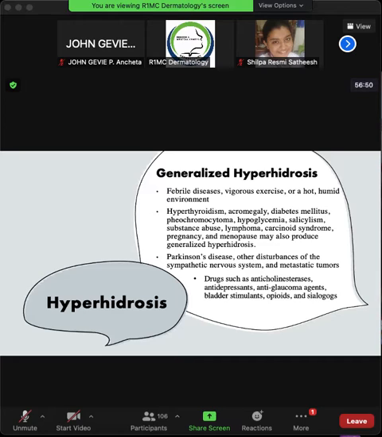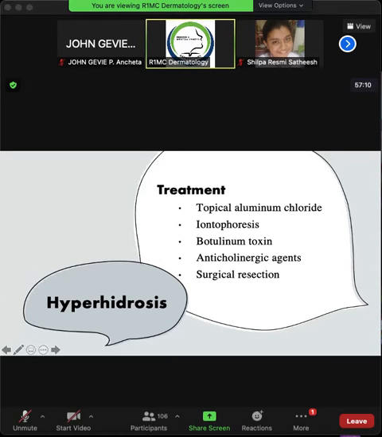And drugs such as anti-cholinesterases, antidepressants of the SSRI or TCA, anti-glaucoma, bladder stimulants, opioids, and cyanodogs may cause hyperhidrosis. Treatment includes your topical aluminum chloride, your Botox or your botulinum toxin injection, your anticholinergic agents, and your surgical resection.